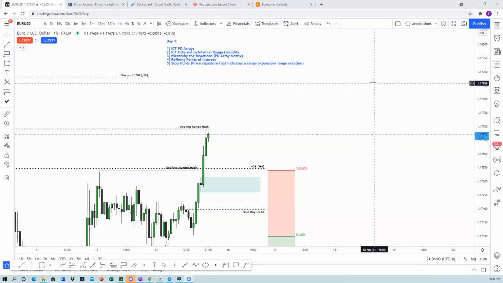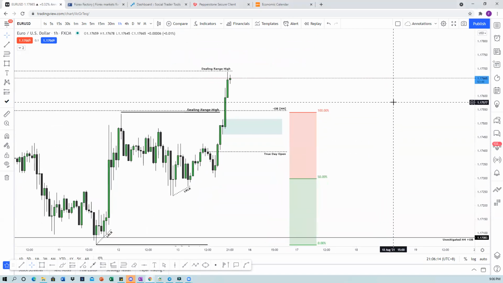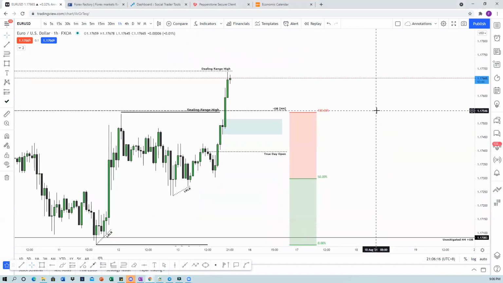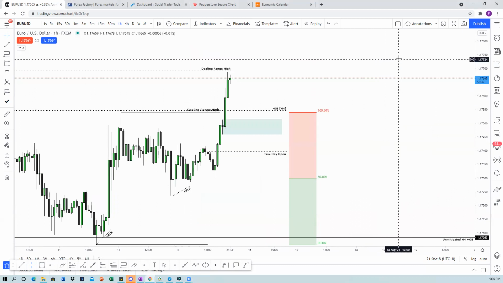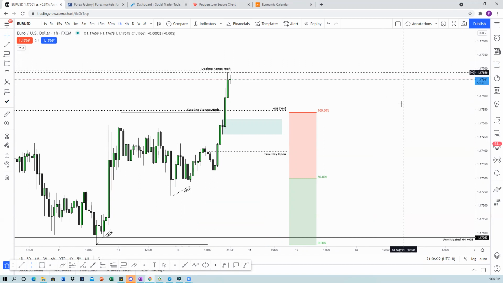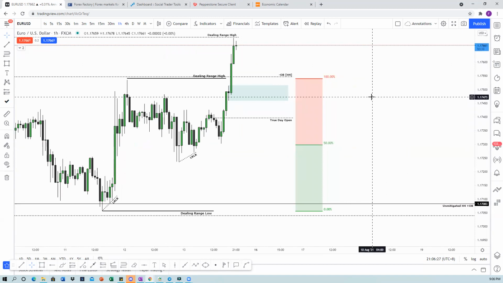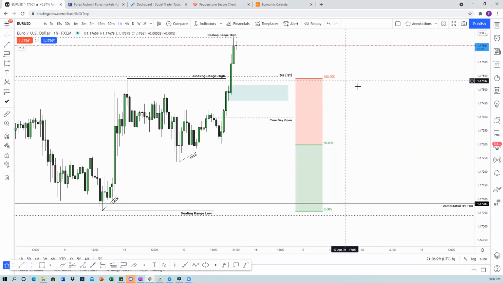So when we look at ICT PD arrays, we know order blocks, breaker blocks, mitigation blocks, and all of that. Now the question you should ask yourself is, when are we supposed to use it? When is an order block highly probable? When is a breaker block highly probable? When is a mitigation block highly probable? To answer that question, number one, we need to have narrative.